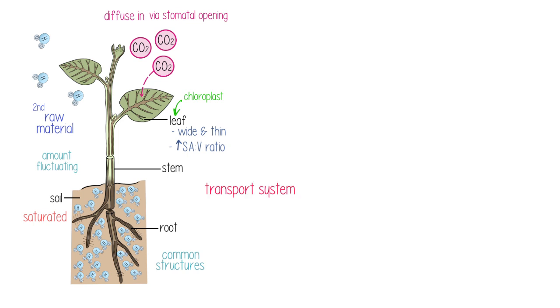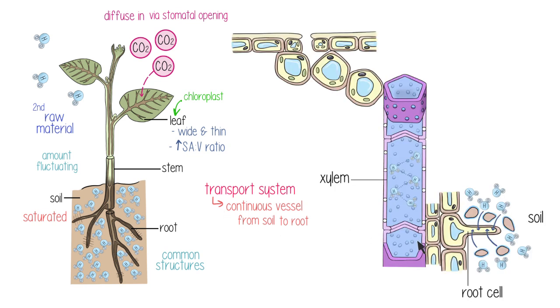So there must be a transport system that allows the water to move from the soil all the way to the leaves. Now this transport system must connect and run from the root, move through the stem, and then connect to the leaves, because it has to be a continuous vessel system running through the entire plant from the soil all the way to the leaves. And the vessel that is responsible for carrying water from the soil to the leaves is called a xylem vessel.